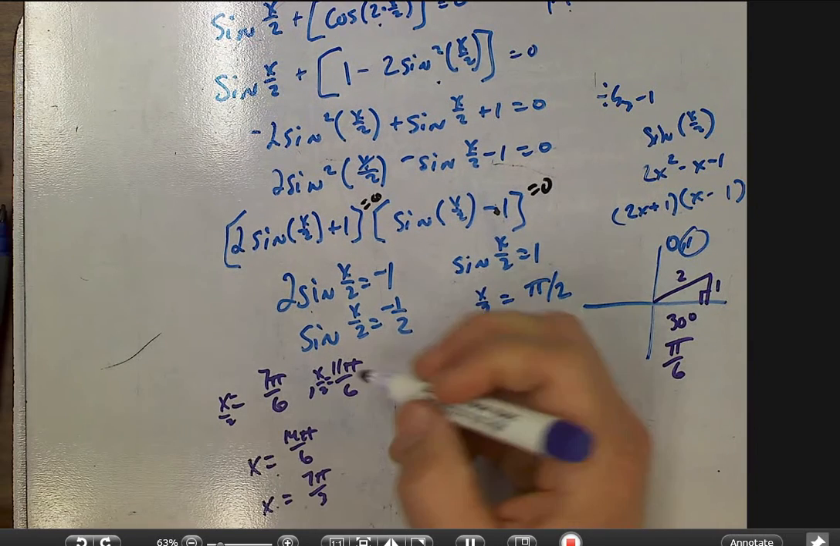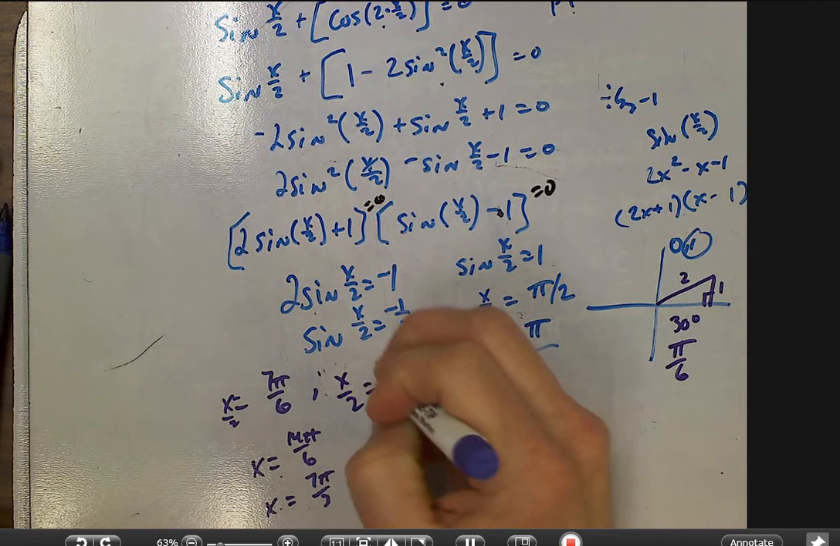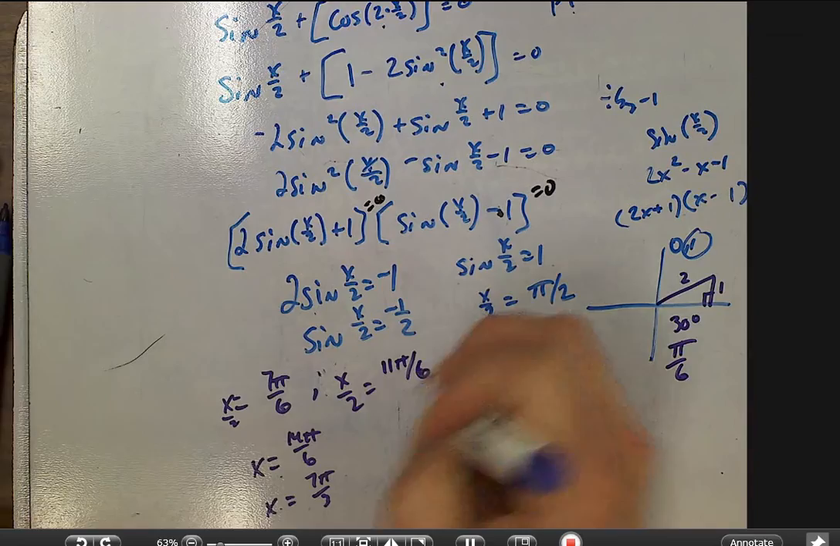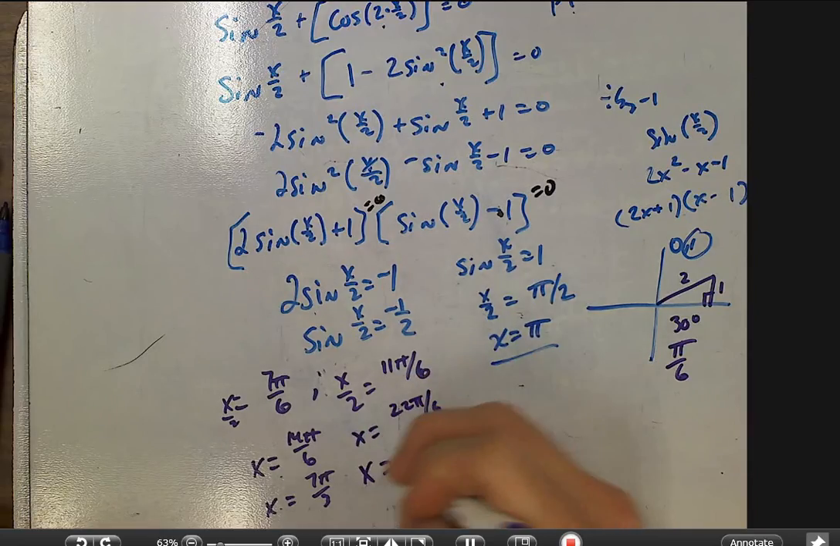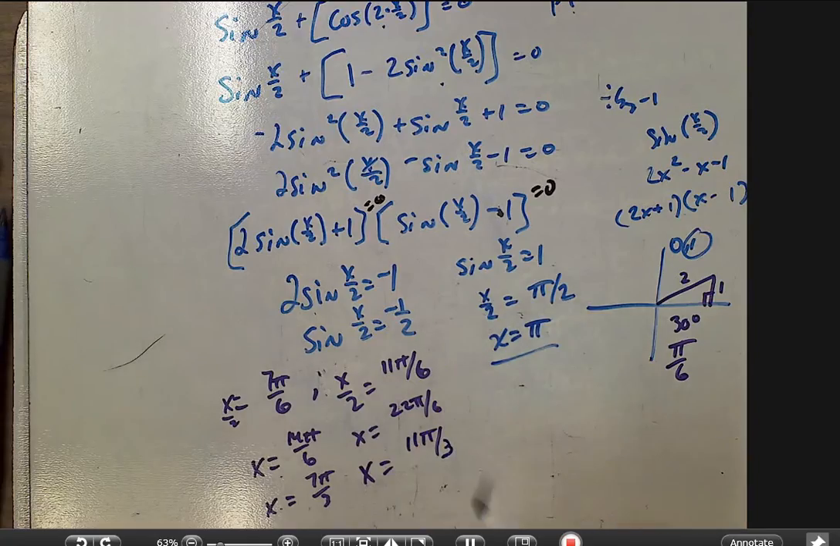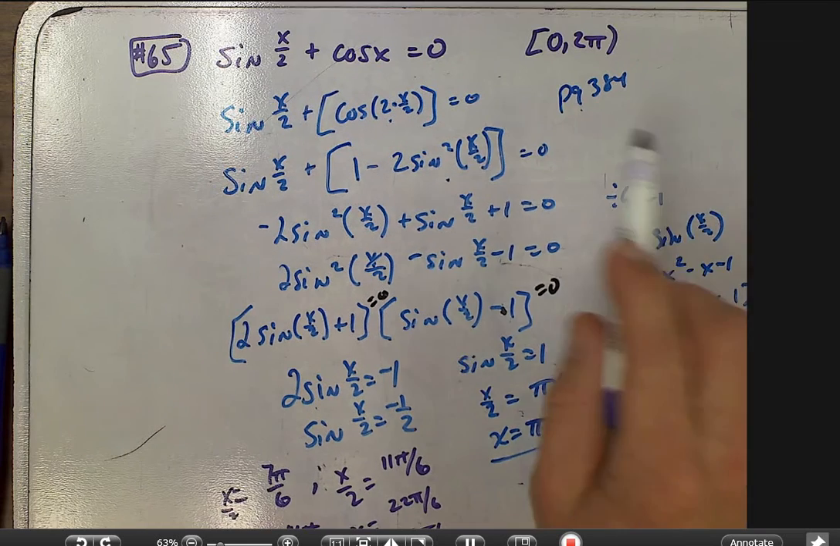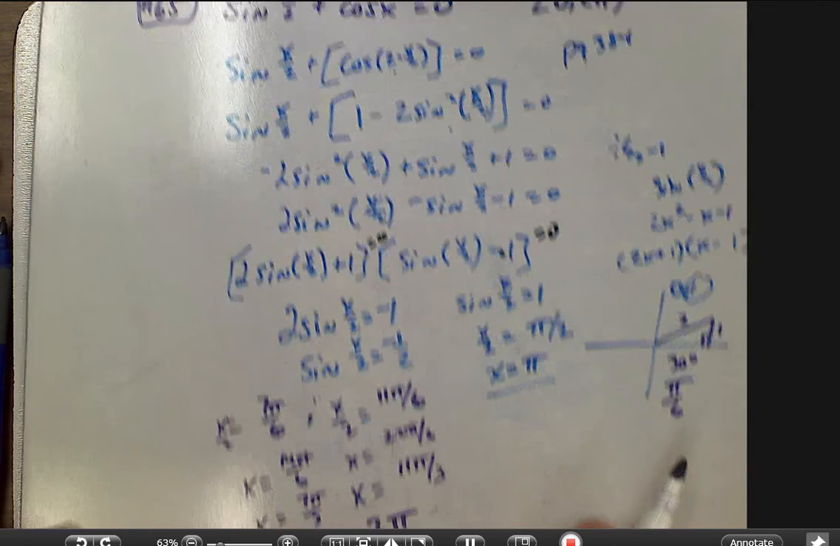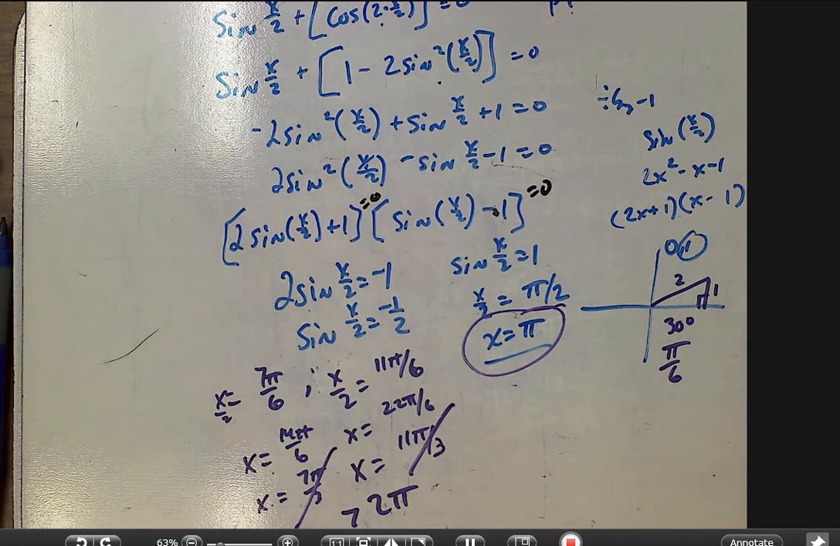Here, if I have x over 2, let me write that a little better. x over 2 equals 11 pi over 6. Multiply by 2, x equals 22 pi over 6. So x equals 11 pi over 3. Well, what I notice about both of these is that they are greater than 2 pi. And since they're greater than 2 pi, they're outside the range given to us in the original problem. Therefore, those two don't work out, and the only answer to number 65 is pi.